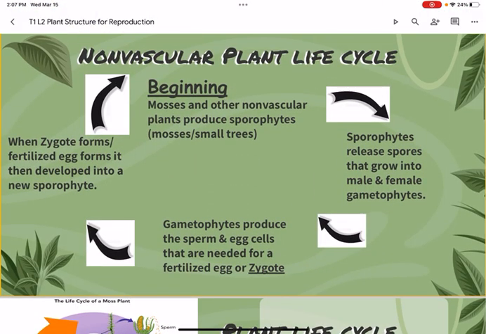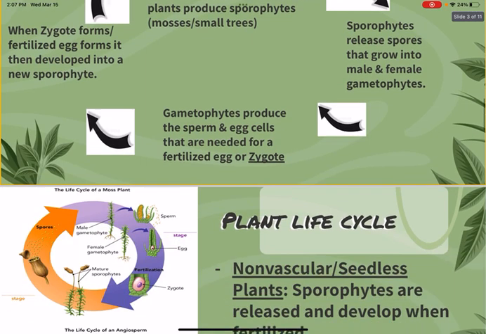For non-vascular plants, remember those are your mosses, your very simple things. Very similarly, your non-vascular plants, they produce the sporophytes. The sporophytes produce the spores that will grow into the gametophytes. The gametophytes produce the sperm and the egg. And then once they are fertilized, that's when the zygote forms. And then that zygote, that little baby plant, will grow into a regular full-size adult plant.